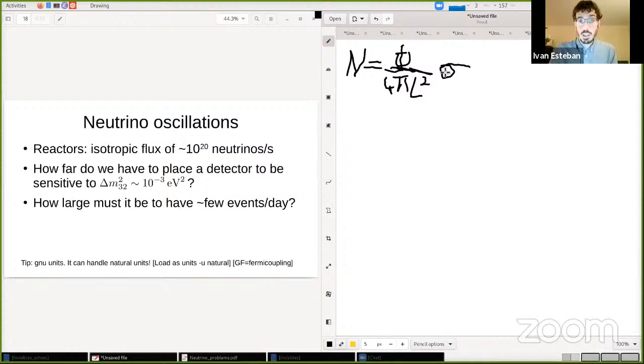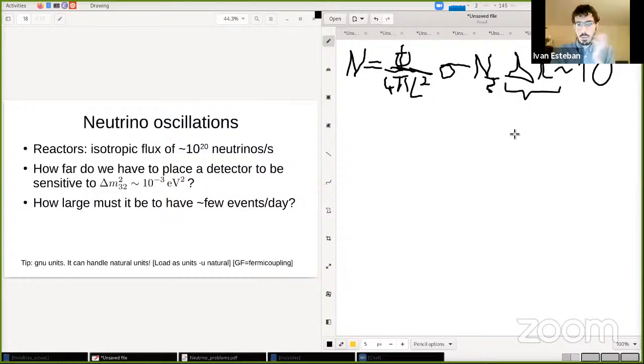So flux times cross section times the number of targets in your detector gives you a number of events. And so this is neutrinos per second per square centimeter. When we multiply by the cross section times the number of targets, it will be just neutrinos per second. And we have to multiply this by the observing time, the time that you are observing. So this will give us just neutrinos, and this must be of order 10 neutrinos per day.